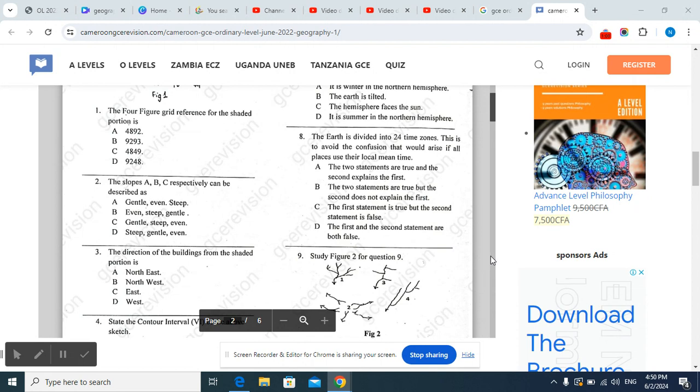Number 2. The slopes A, B, C respectively can be described as, the answer is C. Number 3. The direction of the building from the shaded portion is, the answer is B.